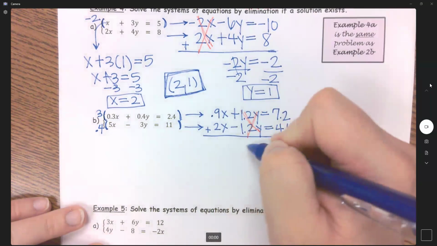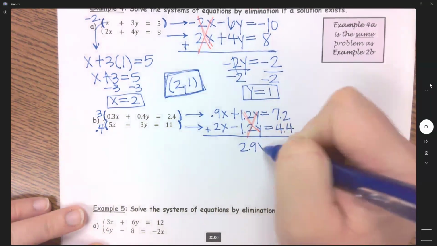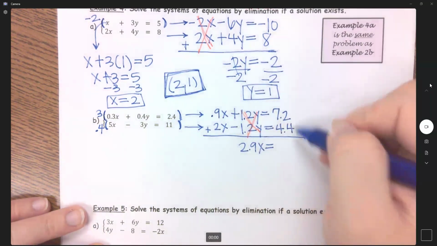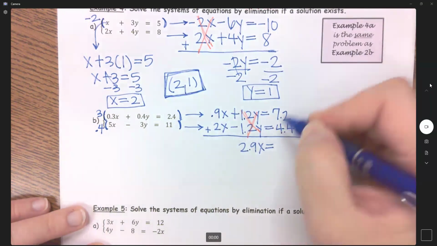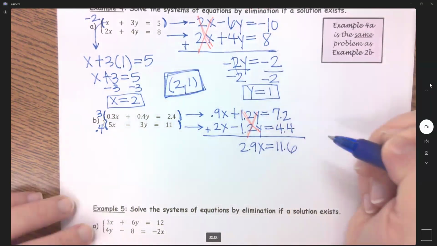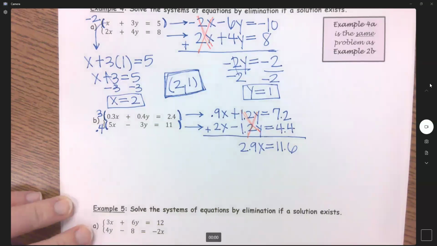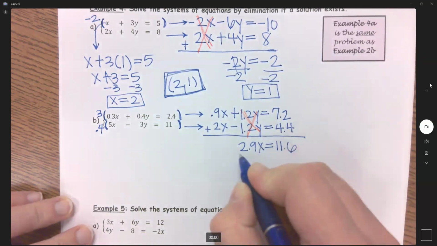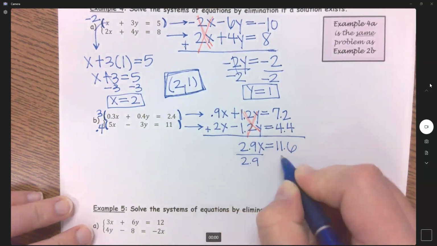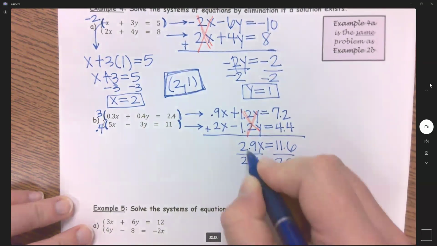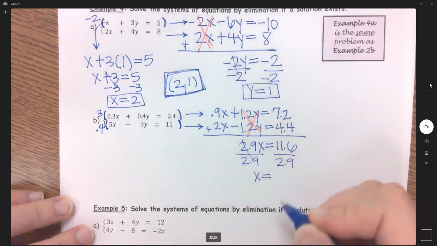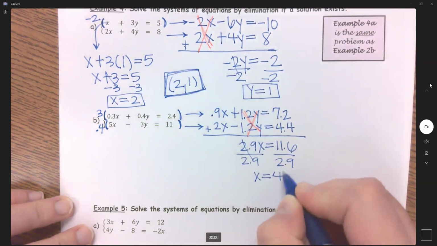0.9 plus 2 gives me 2.9x. 7.2 plus 4.4 gives me 11.6. Again, elimination is nice because once you get that one variable to eliminate, now we have a one-step equation. Let's divide both sides by 2.9 and we get 4.